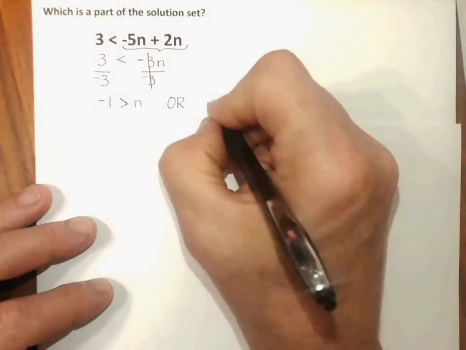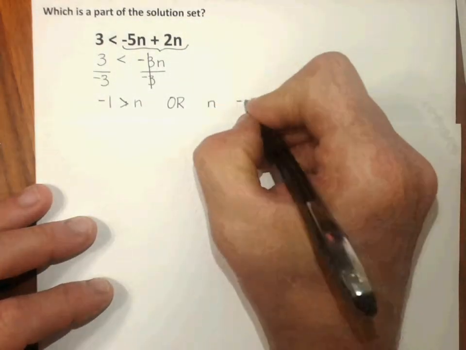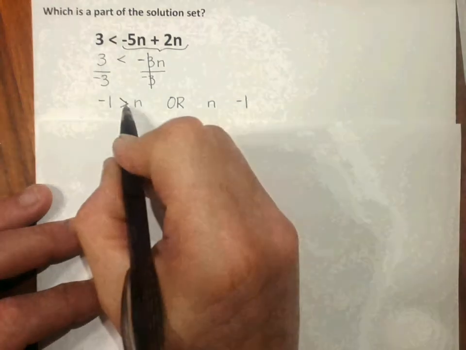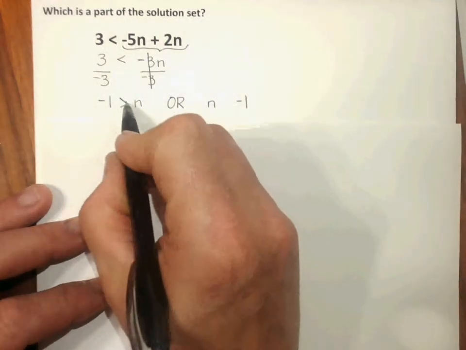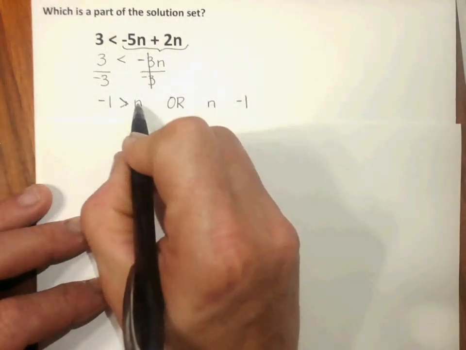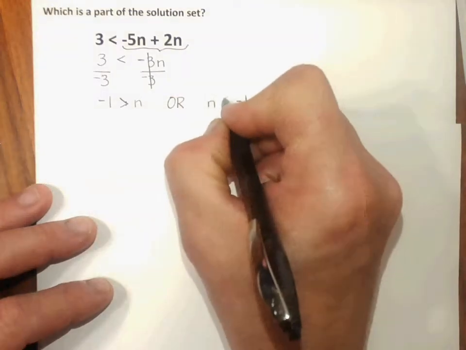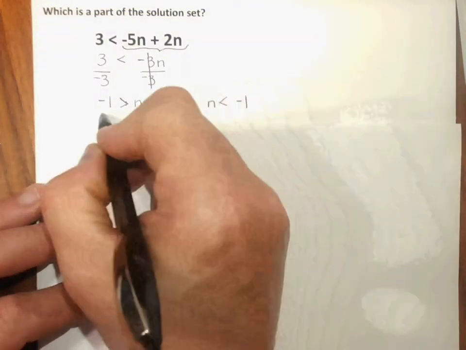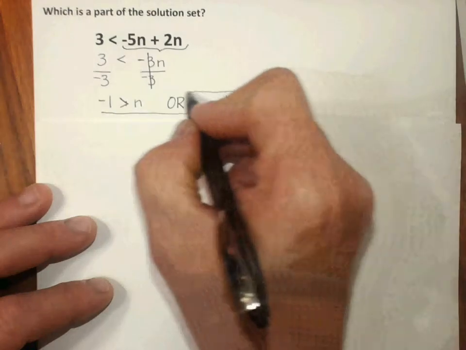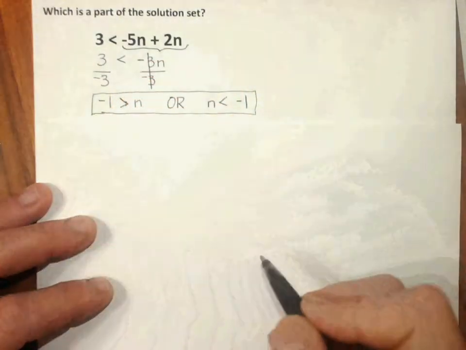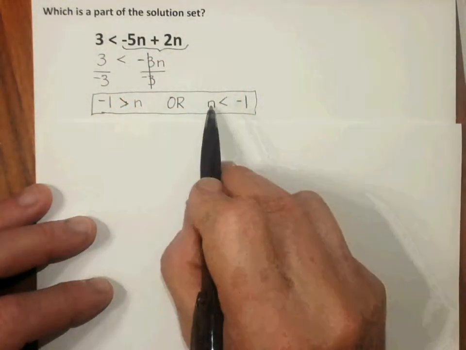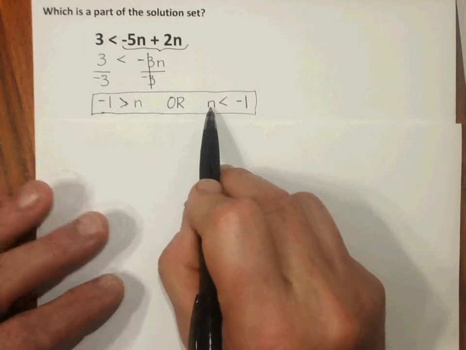So if I write the variable n first and the negative 1 last, I'm going to have the inequality symbol still pointing towards the variable. So that means that it needs to look like this. These two inequalities are the same inequality. I like to go traditional and put my variable first.